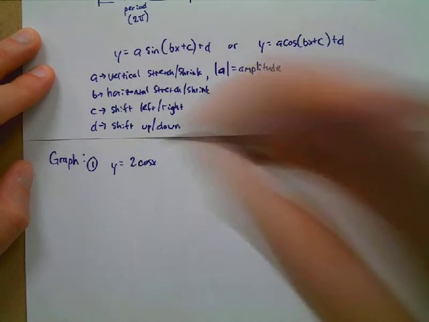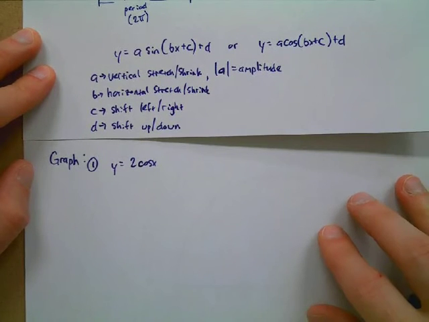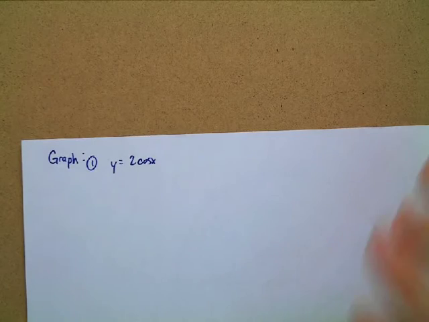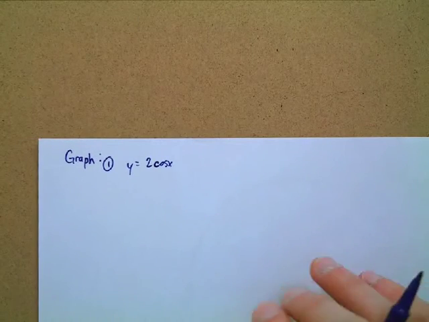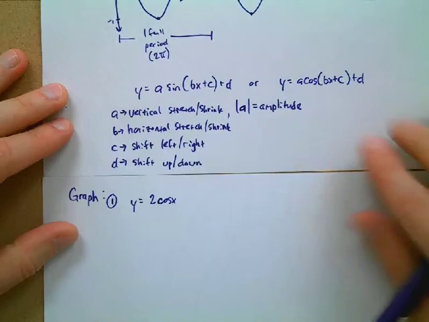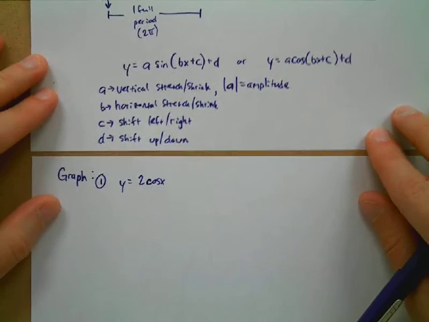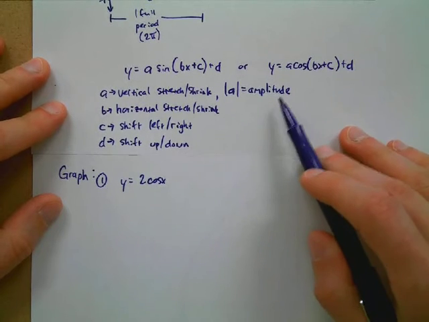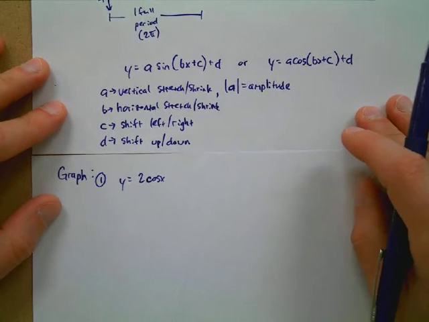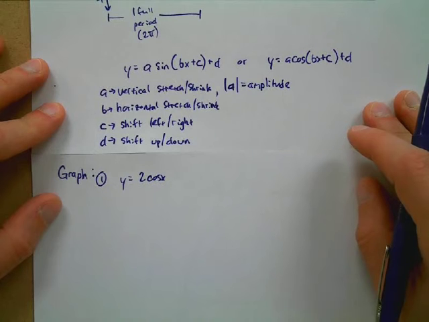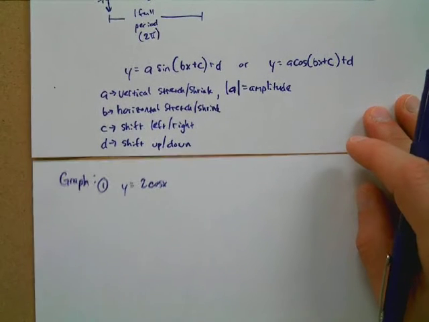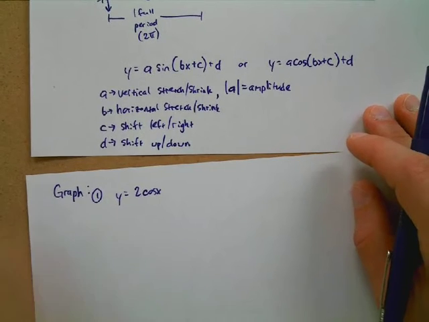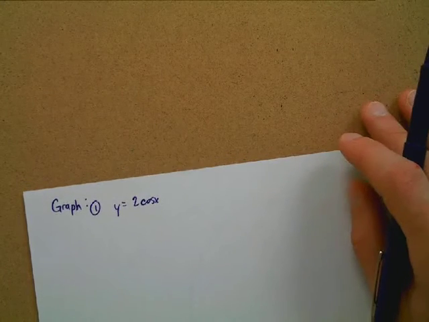Okay. So what's that 2 in front going to do? Okay, yeah, vertical stretch, right? In other words, our amplitude is not going to be 1 anymore. Our amplitude is now going to be what? 2. So instead of going up to 1 and down to -1, we're now going to go up to 2 and down to -2. And that's the only thing that's going to change, really, about our cosine graph.